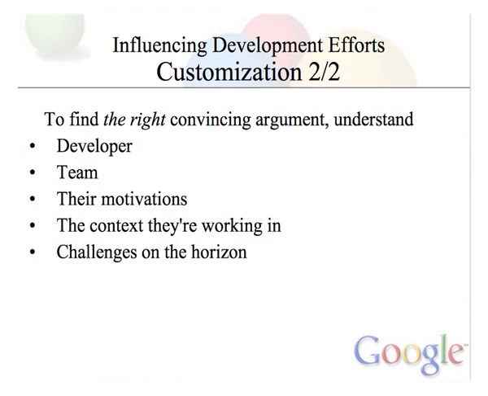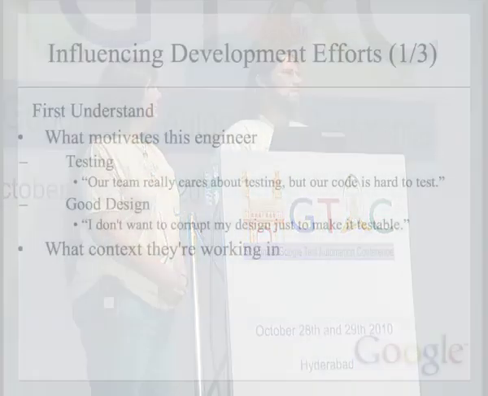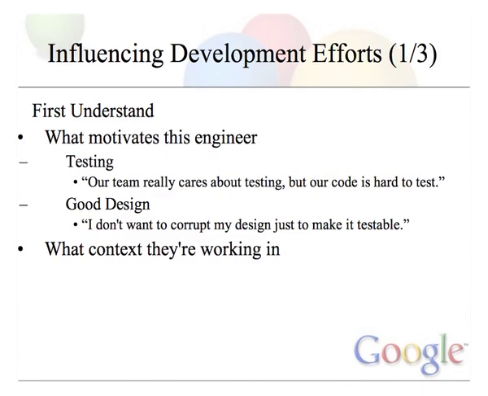You need to understand the developer or the team, what their motivations are. You have to understand something about the context that they're working in, what has worked well or poorly in the past for them, what kind of challenges they have in front of them. The first thing you want to understand is what motivates the individual. Some feature developers, they care about testing. And you're going to be able to make a strong argument just in terms of how they can improve their ability to write the tests that they want.